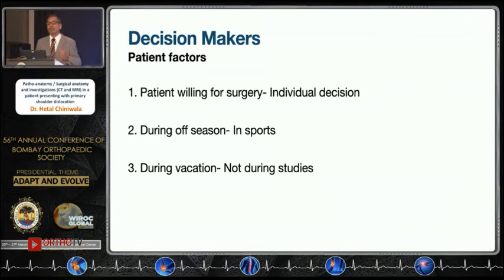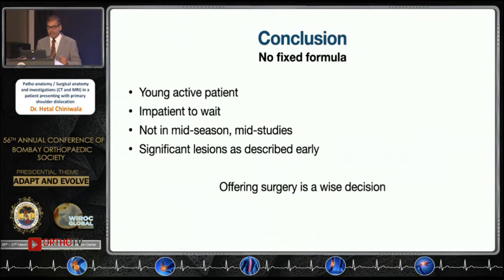And then there are patient factors. We always forget that the patient should be willing for surgery. And usually it should be done in off-season and during vacation, not during the studies. So there is no fixed formula in which primary dislocation you will intervene, operate.